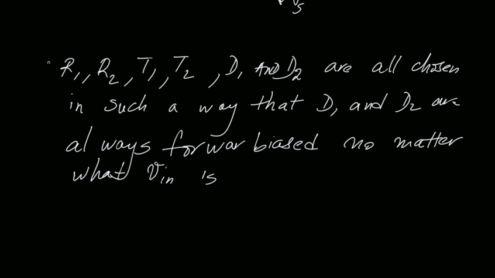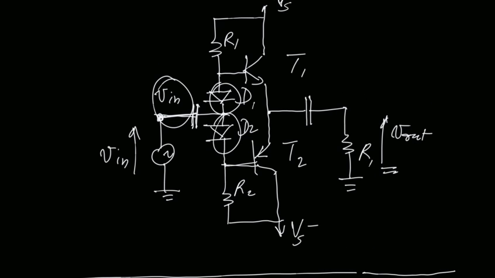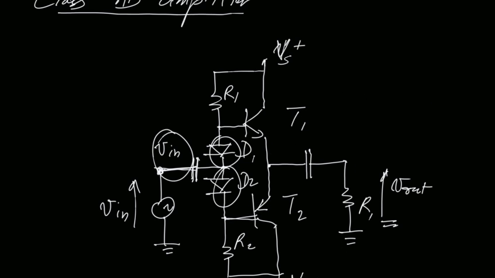Now this is very important. So I'm framing this. It's really important to choose the different resistors, the transistors themselves, and the diodes so that they are always forward biased, no matter what value Vin takes. So let me come back in here and then explain how things work.